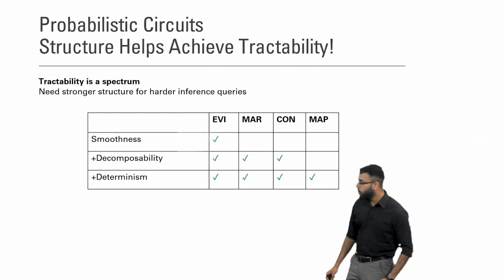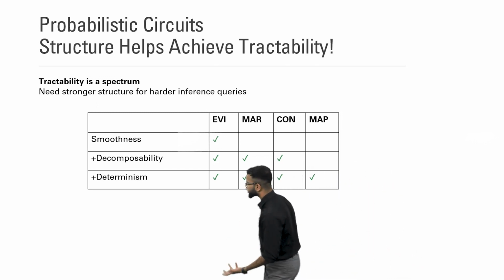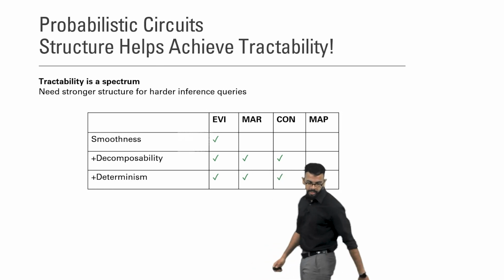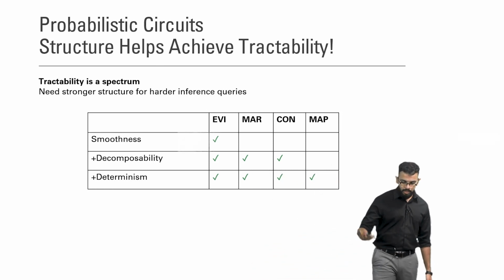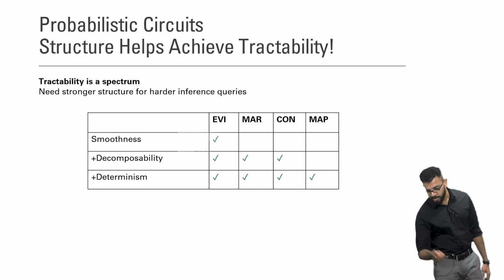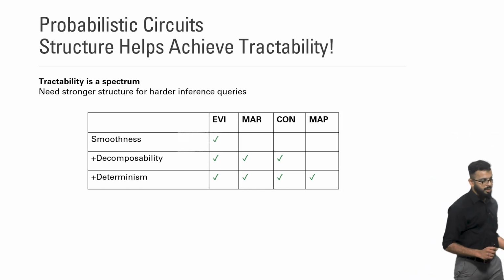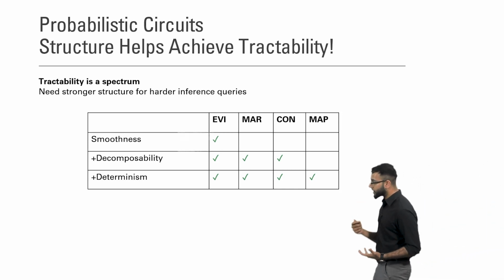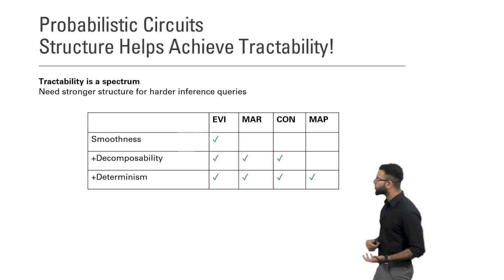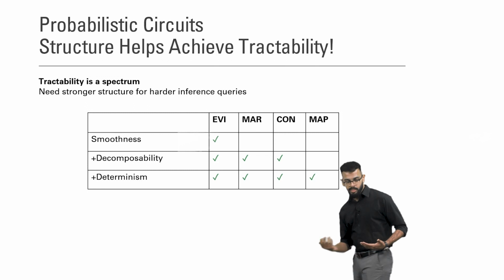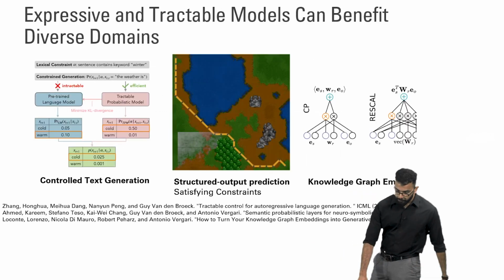When you define structural properties over these probabilistic circuits, you can make them tractable for different classes of queries that you're interested in. We just saw four classes of queries, but you can come up with arbitrary queries that are important for your task. It's defining some operation over your joint distribution, and you can check if the model is tractable. If it's not tractable, what structural properties can you add to make it tractable? Those are some of the research directions that people are looking at right now.